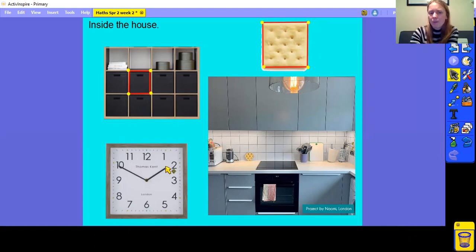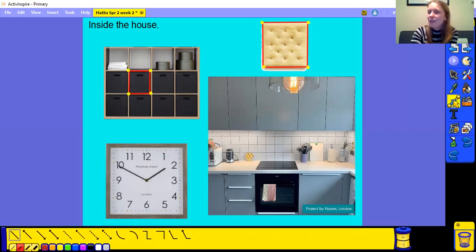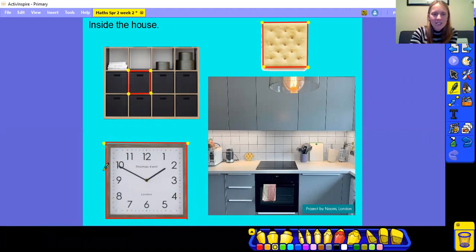What about the clock? Now, most of the clocks that we've seen in school are circles, but this one is a different shape. Let's check and see if it is a square. It has 1, 2, 3, 4 equal sides, and it has 1, 2, 3, 4 corners. It is a square. Now, did you see any squares in this picture?